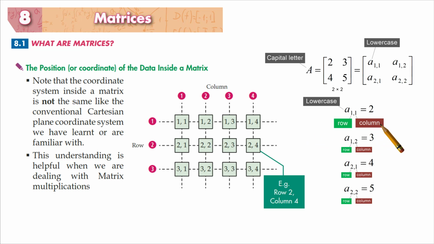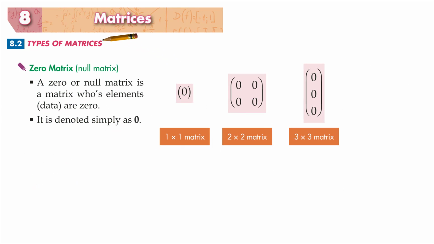Before concluding this introduction video, there are some special matrices that we need to know. The zero or null matrix. Every element in this matrix is 0. Regardless of the dimension of the matrix, each element in it is a 0.